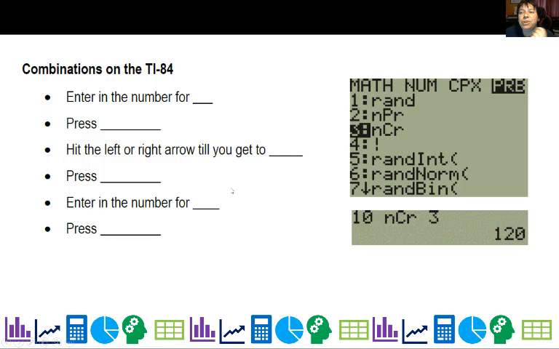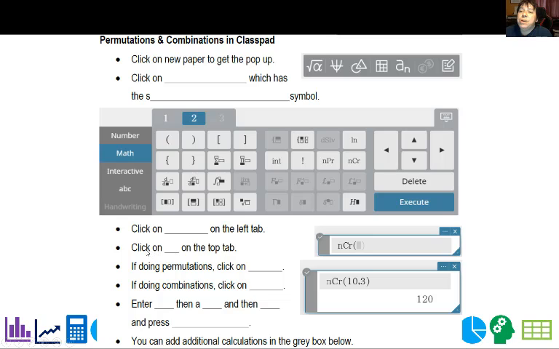All right. Then let's go ahead and show you how to do this on your calculator. It's very similar to permutation. The only difference, you're still doing n, still pressing math, still going to PRB. But this time, instead of pressing 2 for nPr, you're going to press 3 for nCr. And then enter in the number for r and press enter. And here you go, 10 nCr, choose 3. And what do we see? 120.